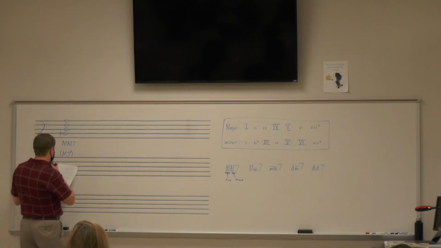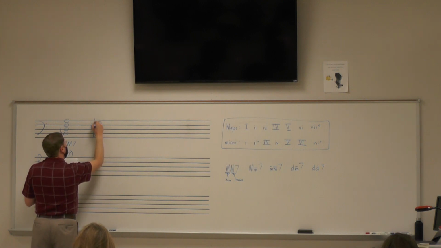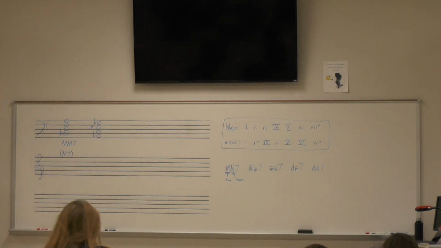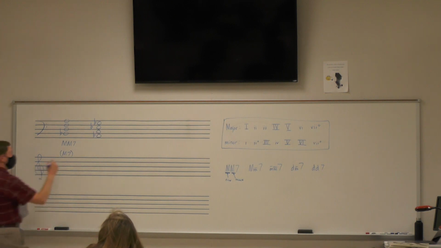Let's try another one. How about, stay in the bass clef here. A flat, C, E flat, and G flat. Take a look at that one closely. Who can tell me which of the five types of seventh chords is that? What type of triad is on the bottom? A flat, C, E flat. Major triad? Yep, I will agree.